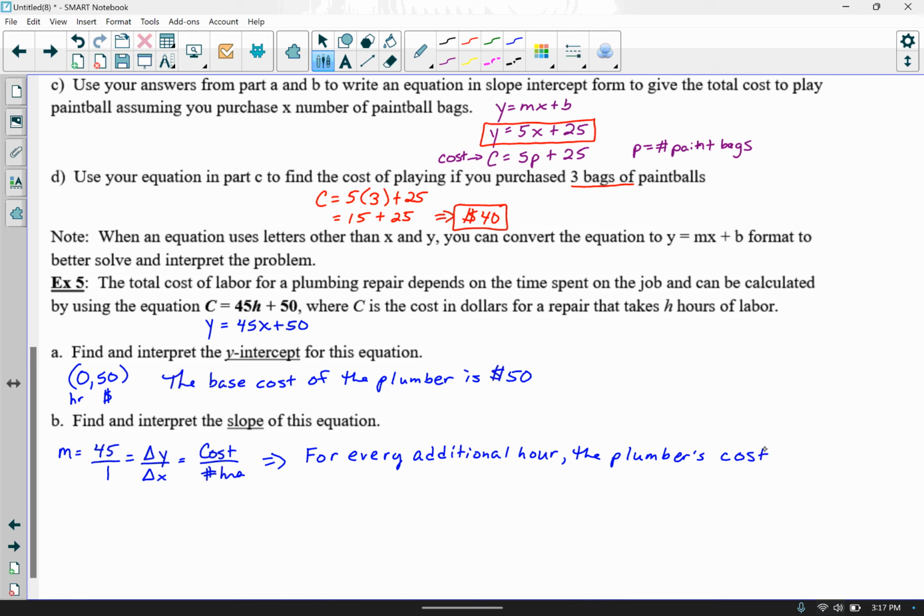increases or decreases? Hopefully you agree it increases because that 45 is positive. If the 45 was negative, we'd say decrease. The plumber's cost increases by $45. So I always start on the bottom, that for every, in this case hours, so for every hour on the job, the plumber's cost increases by $45. Final answer there.